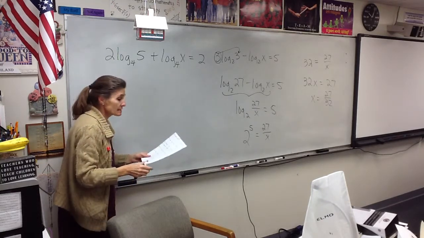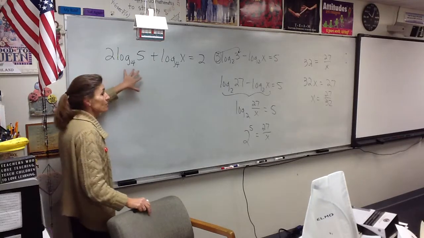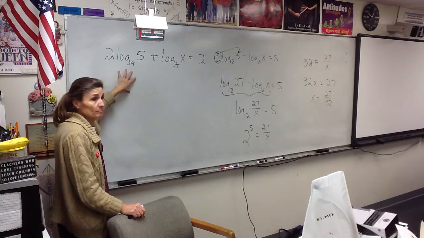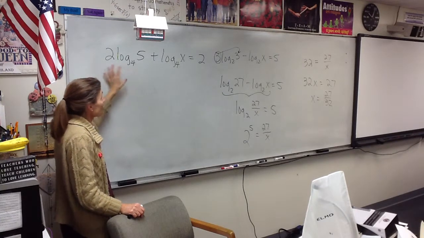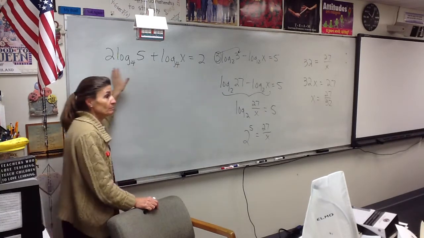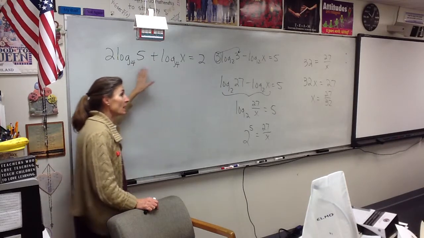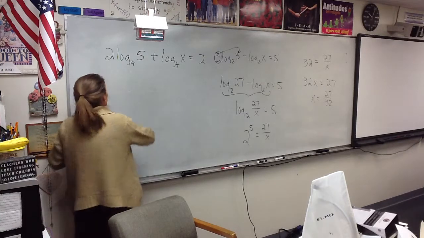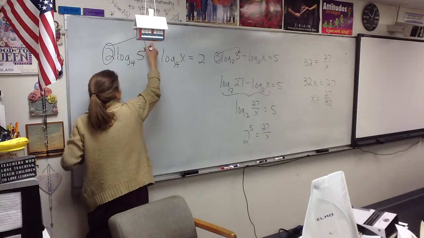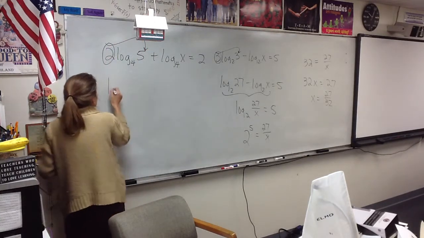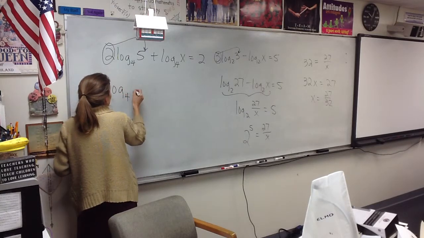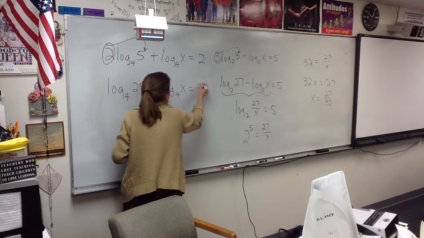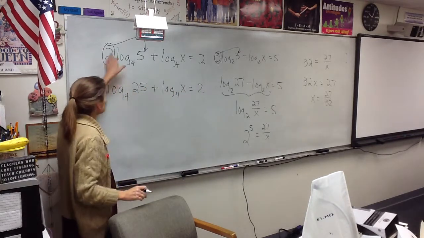All right, Katie has asked, here is another example of a problem like number 12. How would we start this problem? Think about the last one we did. What did we take care of first, Katie? Get rid of the 2. The 2 is going to become an exponent. So this is going to be the log base 4 of 25, because it's 5 squared.